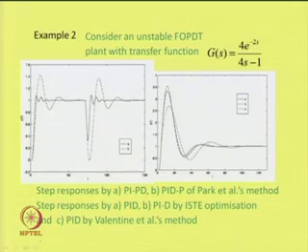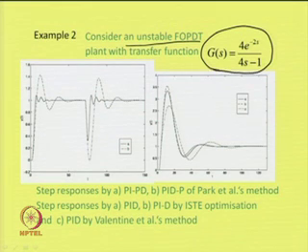In this example, an unstable first order plus time delay plant with transfer function given by 4 e to the power minus 2 s upon 4 s minus 1 is considered. So, for this unstable process with time delay also, a PIPD controller is designed and a PIDP controller is designed by some other technique.